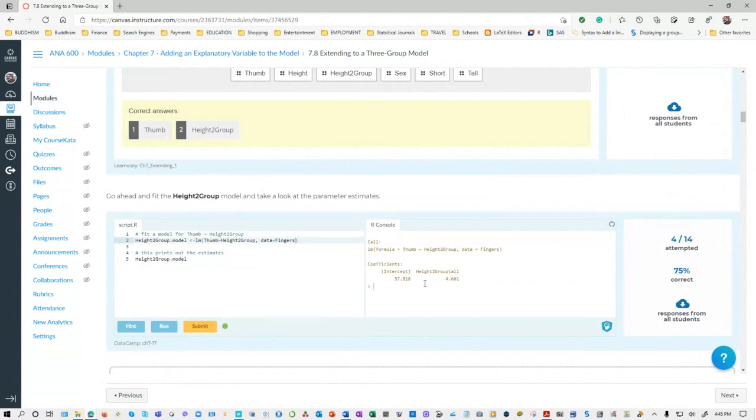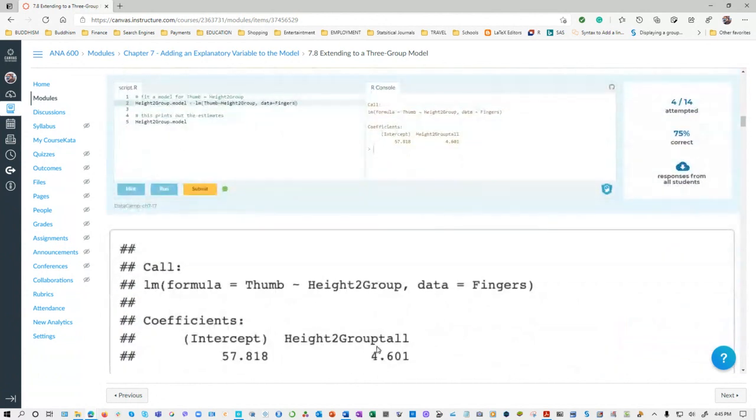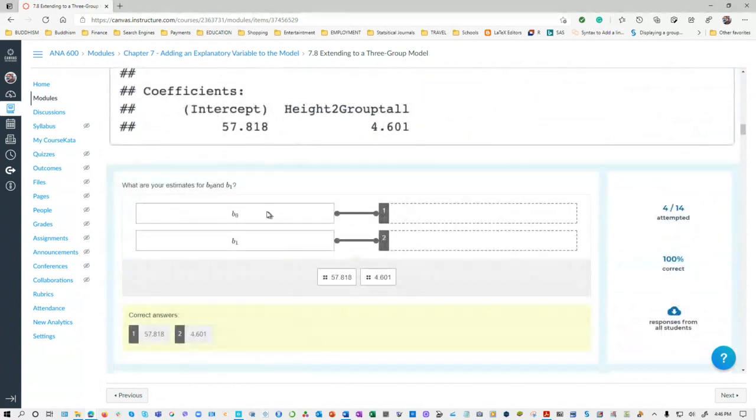And then the last one. This is B0, sorry, this is B0. Those are the average height for short people. This is the difference of those two heights in two groups. See, difference in heights in two groups, short and tall. So B0 is this one, B1 is this one.